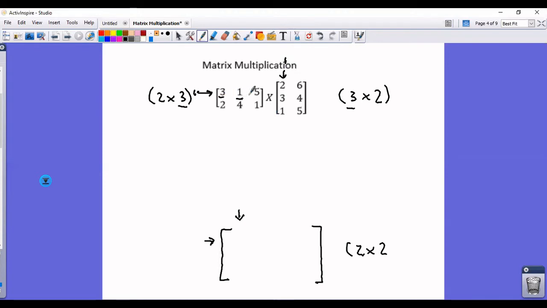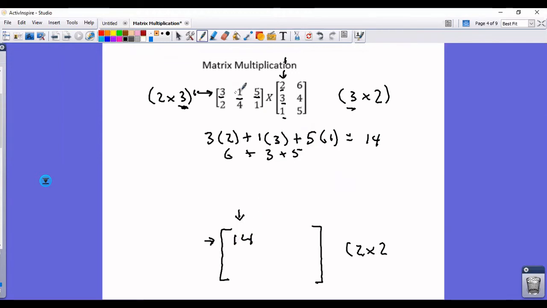So you're going to take these 3 numbers in the first row and multiply each one of them times their corresponding 3 numbers in the first column. And that's why these 2 numbers have to match. Because if you have 3 numbers here, you have to have 3 numbers going down for them to match up with. So you do the 3 times the 2 of the first column, then you add the 1 times the second number, 3, plus the third number, 5, times the third number, 1. So 6 plus 3 plus 5 is 14. So this element is 14. So it's row times column.